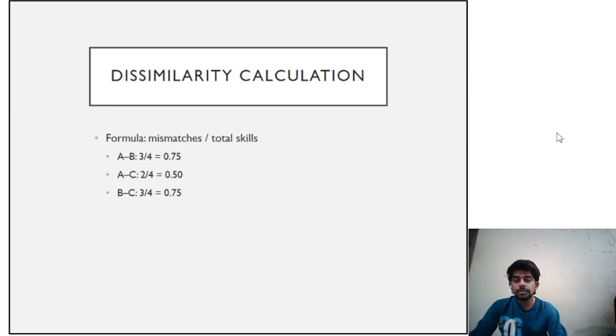now let's see the dissimilarity calculation. Now we have to convert mismatches into a numerical measure. The formula is very straightforward. Dissimilarity equal to mismatches divided by total skills. For AB, the mismatches are 3 out of 4, so the dissimilarity is 0.75. For AC, 2 out of 4 gives 0.5. And for B and C, again 3 out of 4 gives 0.75.